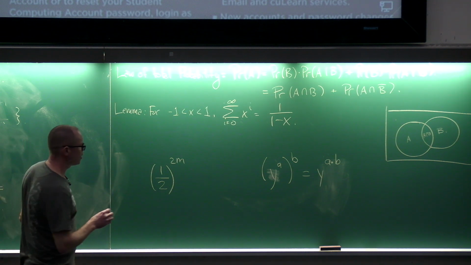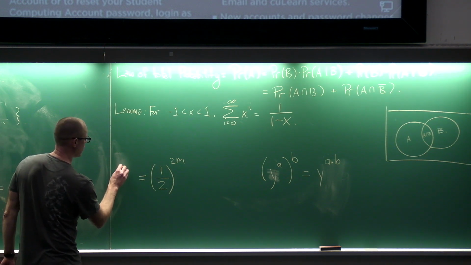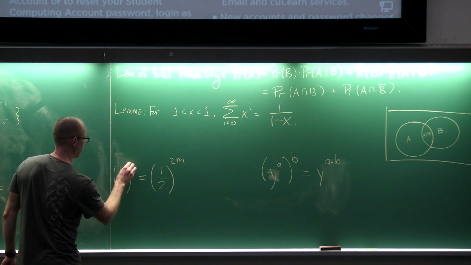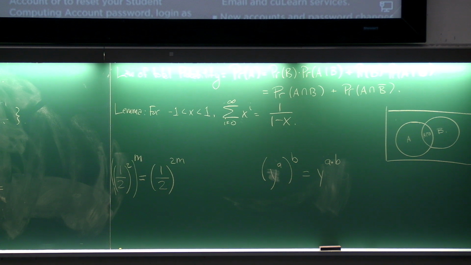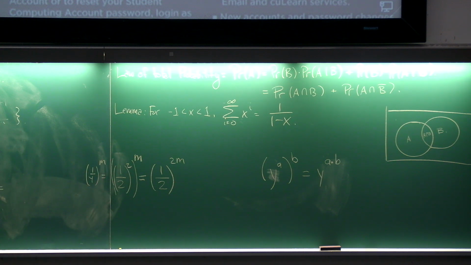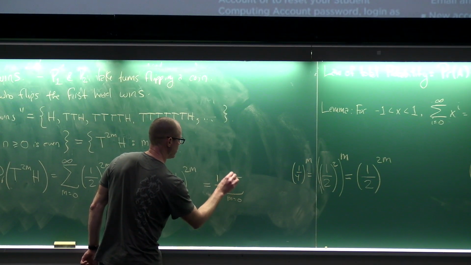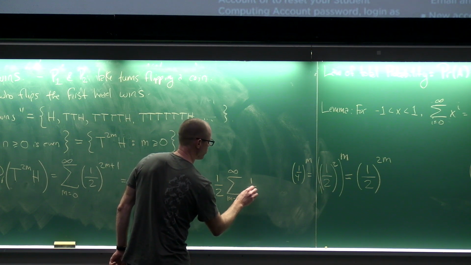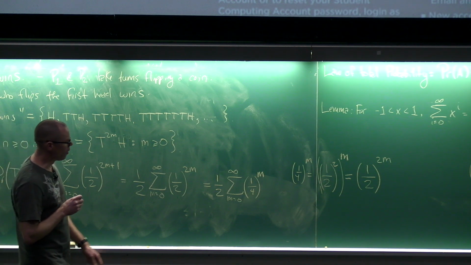And what we have is this, so we want this to work in the opposite direction. So that says that this should be 1/2 squared to the m. And 1/2 squared is just 1/4. So now we use that here. So we have the 1/2. Still, we have m equals 0 to infinity of 1/4 to the m.